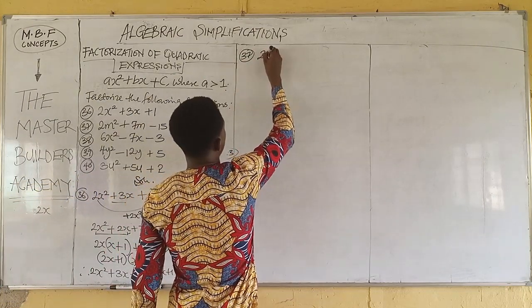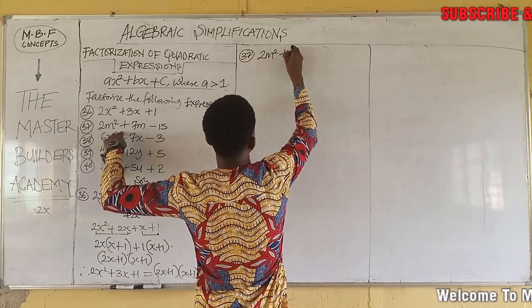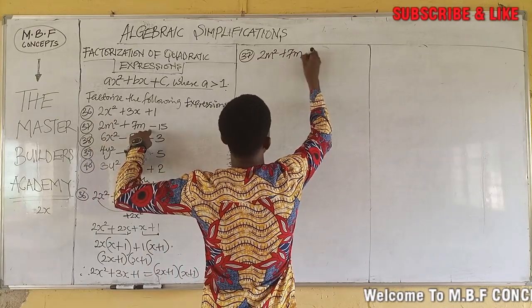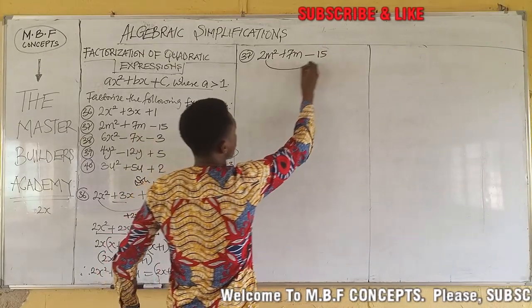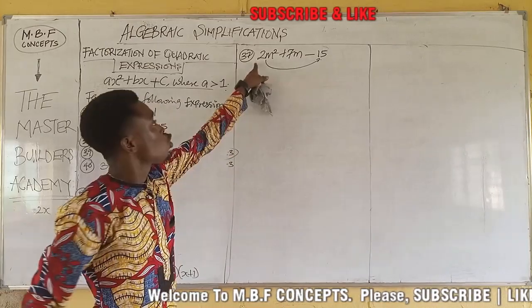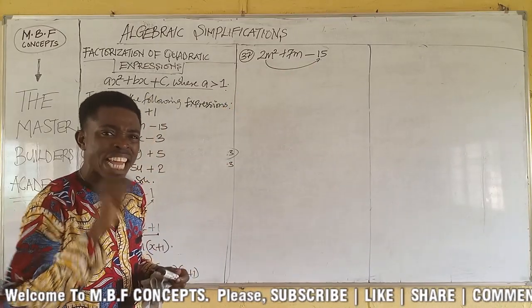We have 2m squared plus 7m minus 15. The first thing you do is to multiply this by this. 2m squared times minus 15, we are going to have minus 30.